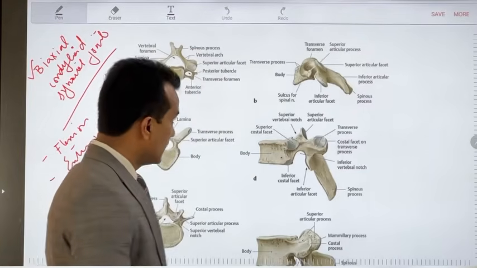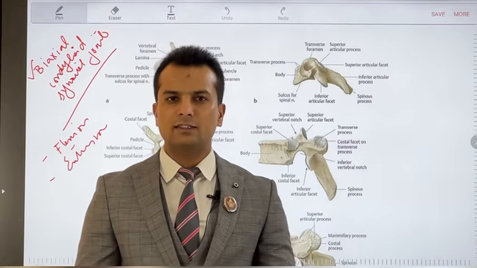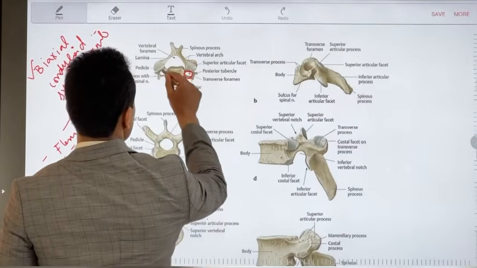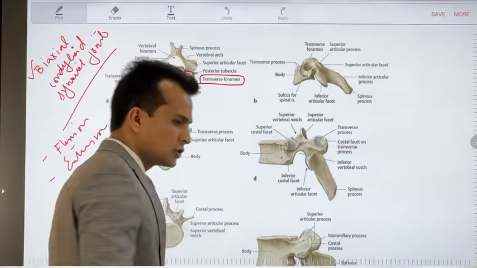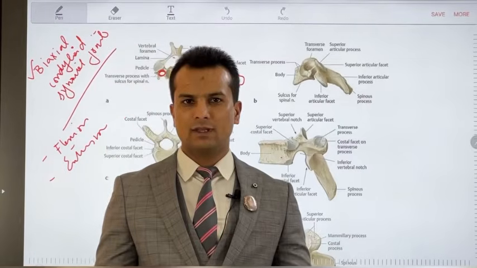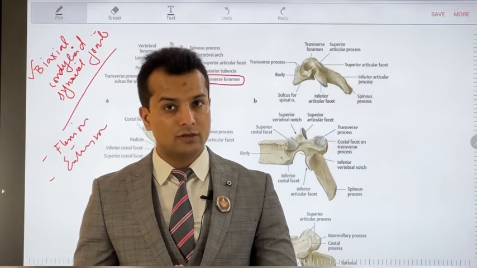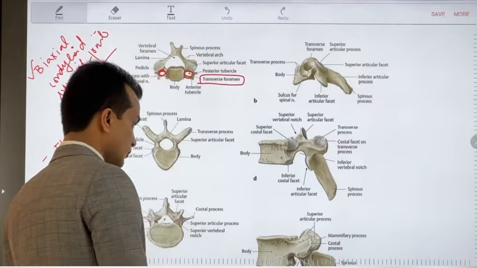Another typical feature of the cervical vertebra is the transverse foramen. Here you can see this opening, this special hole. This is a transverse foramen. The structure passing through the transverse foramen is the vertebral artery. What is the significance of the transverse foramen? The vertebral artery passes through this transverse foramen.